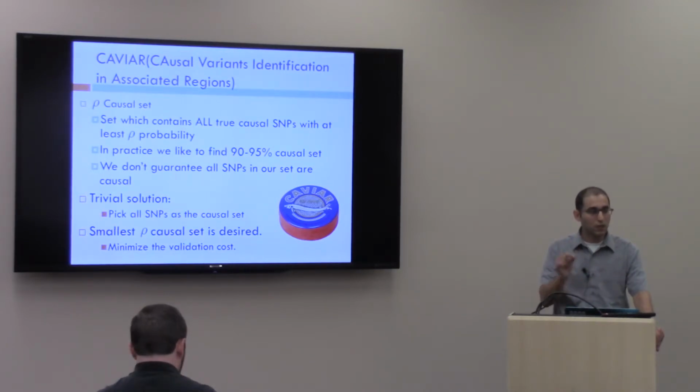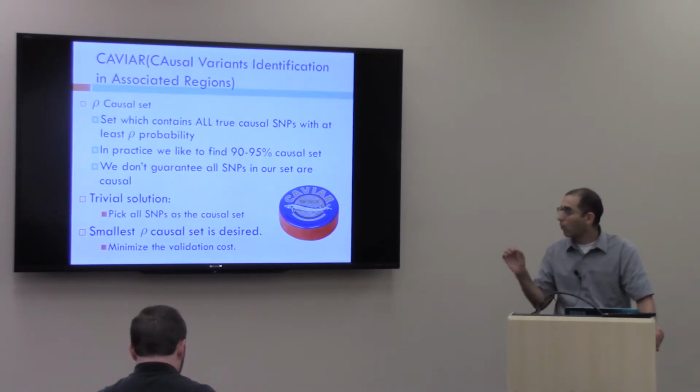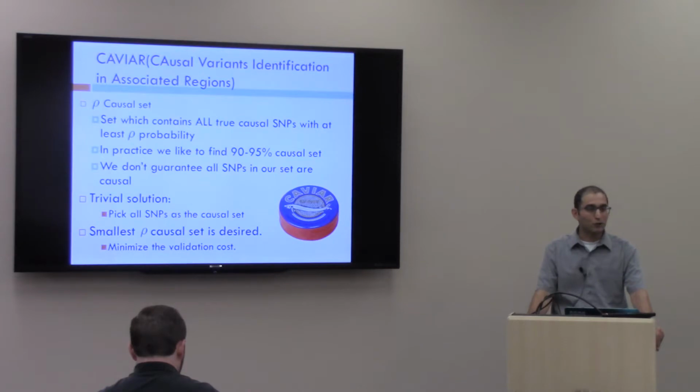What this means is, if you biologically validate all this variance with probability 90 or 95%, you can capture all the causal variance. So a trivial solution to this problem is just to pick all the variance as your rho causal set. If you pick all the variance as a rho causal set, and assuming that the causal variance exists in that region that you're looking at, then with probability 100%, you can capture all the causal variance. But obviously, this is not a good answer.